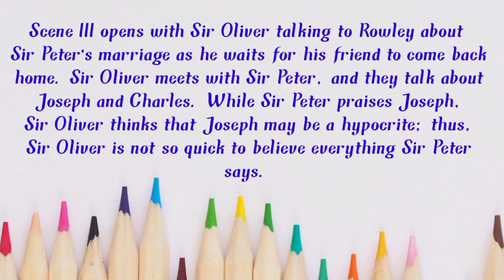Then, Scene 3 opens with Sir Oliver talking to Rowley about Sir Peter's marriage as he waits for his friend to come back home. Sir Oliver meets with Sir Peter and they talk about Joseph and Charles while Sir Peter praises Joseph. Sir Oliver thinks that Joseph may be a hypocrite.